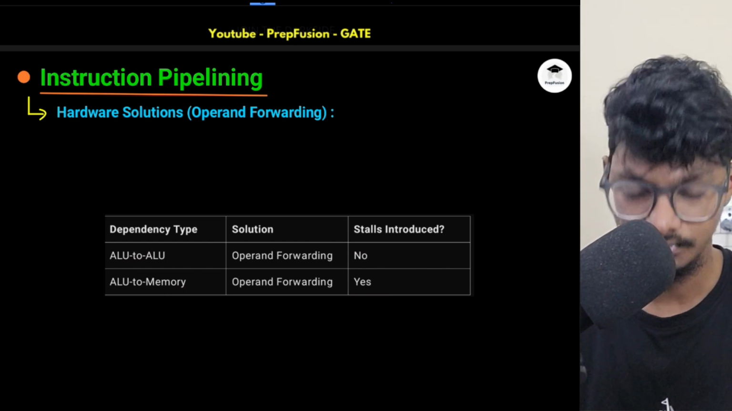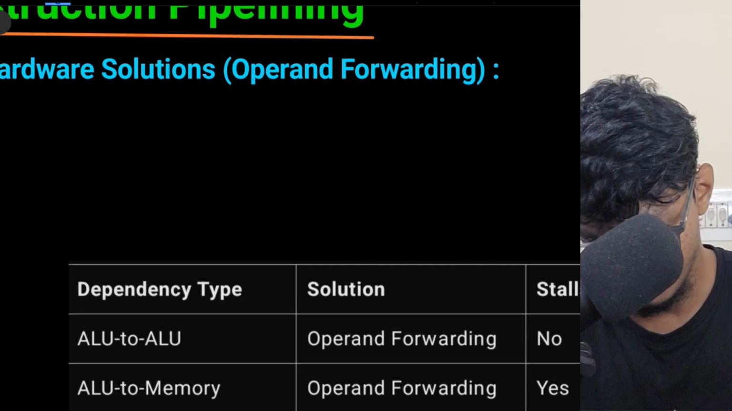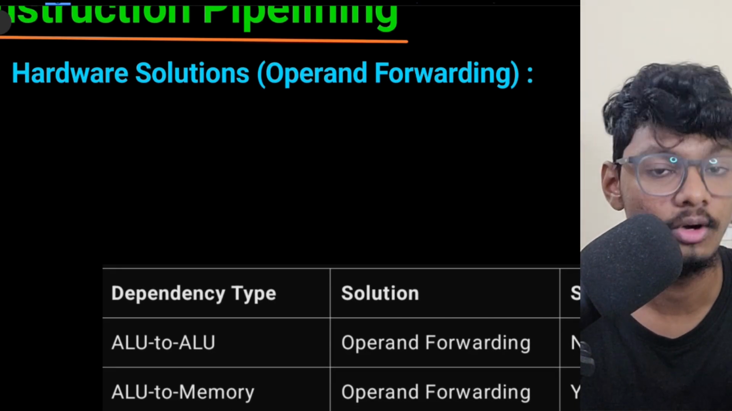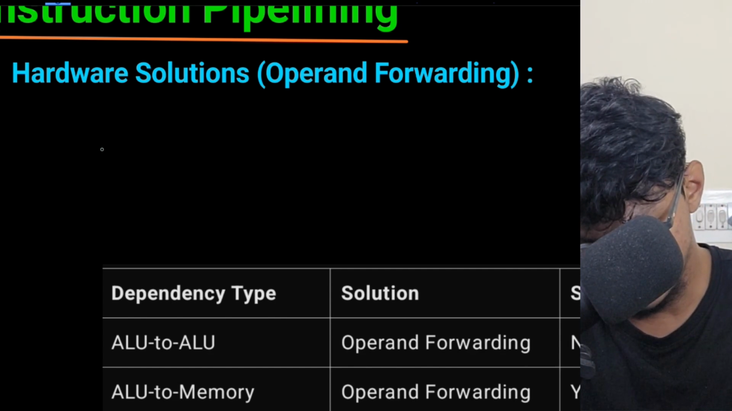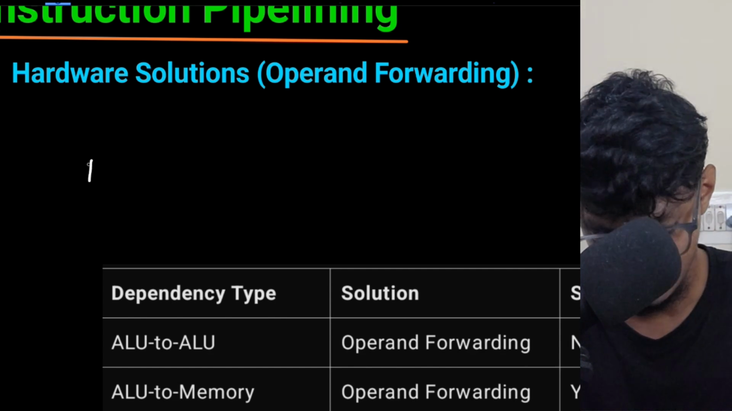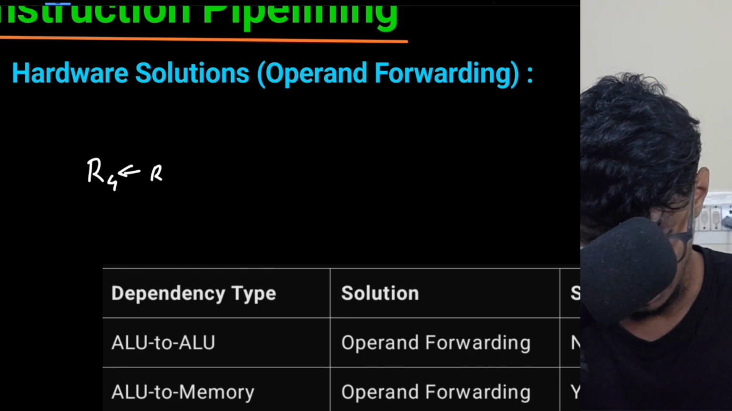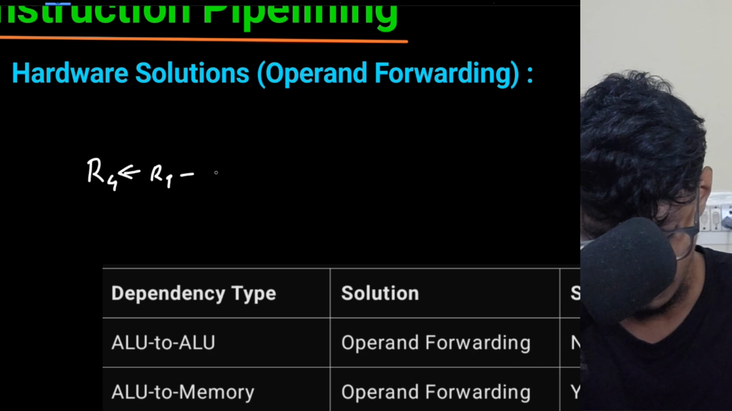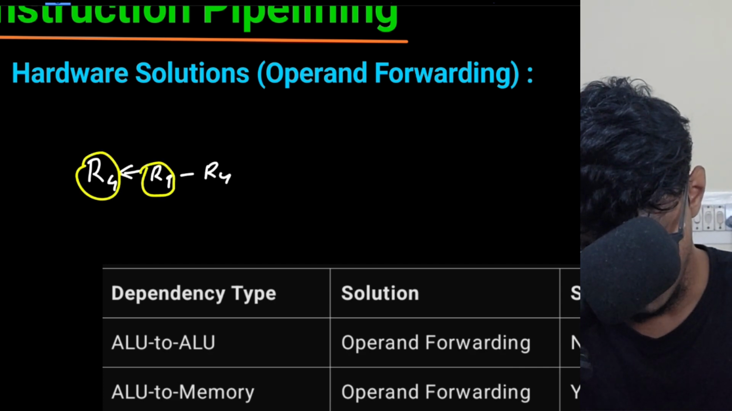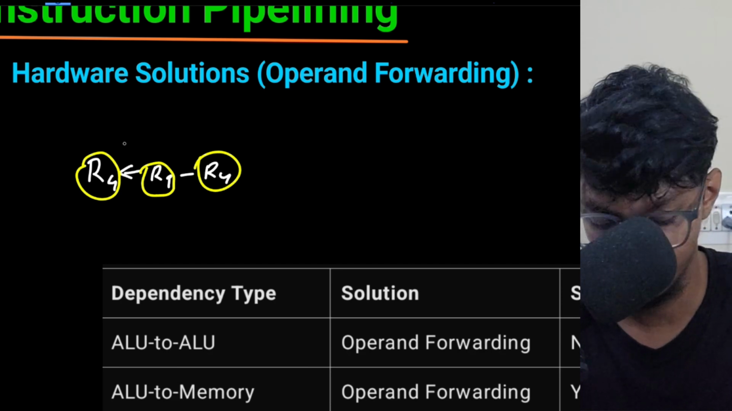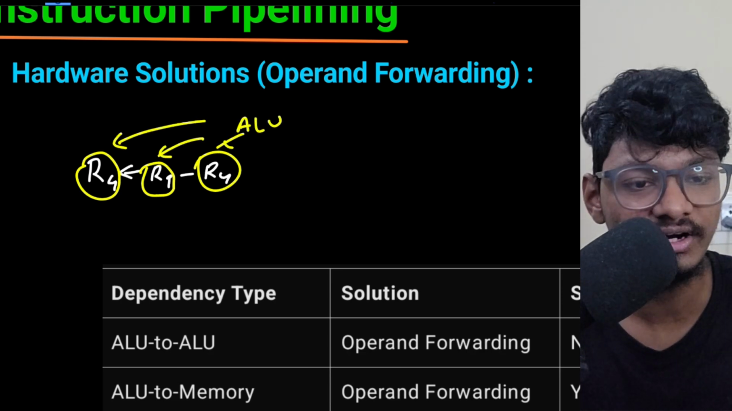So what does ALU to ALU mean? In the next stage, where do I need the data? The next instruction was R4 equals R1 minus R4, and R3 was stored with the earlier result. All these are present within the ALU because they are general purpose registers, and we know GPRs are within the ALU.